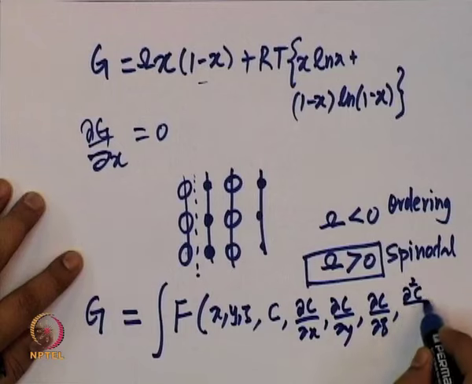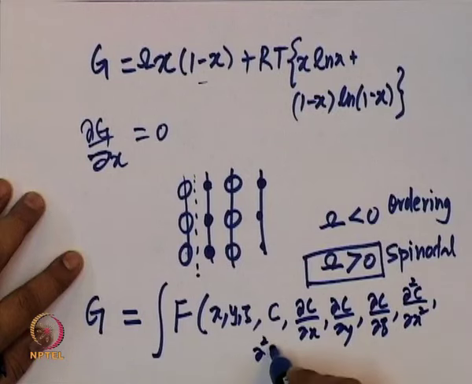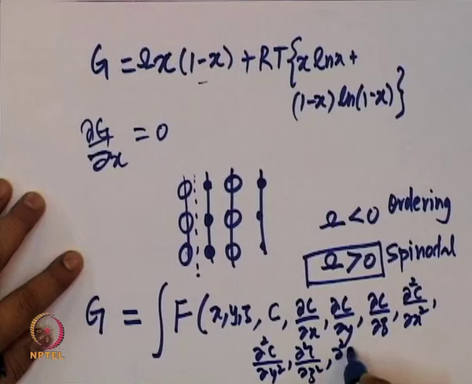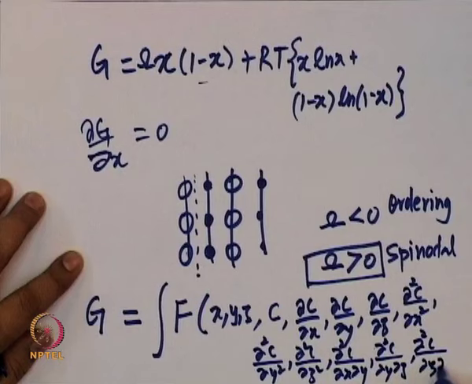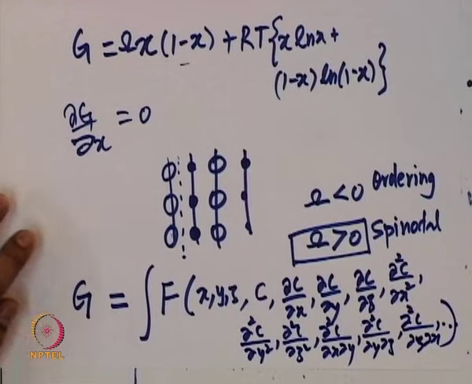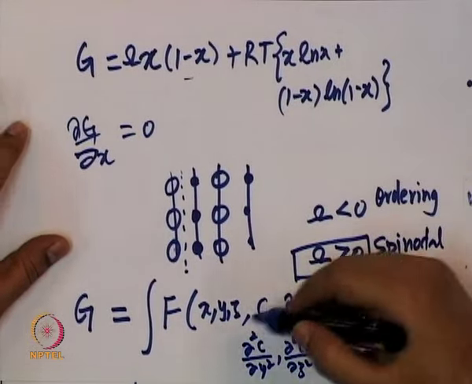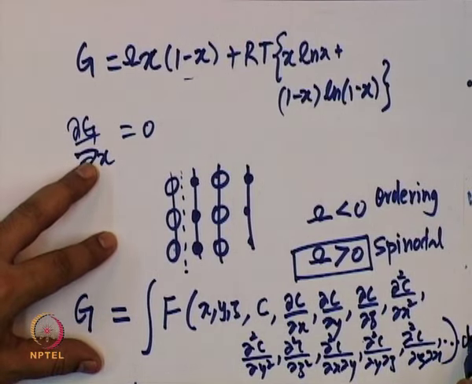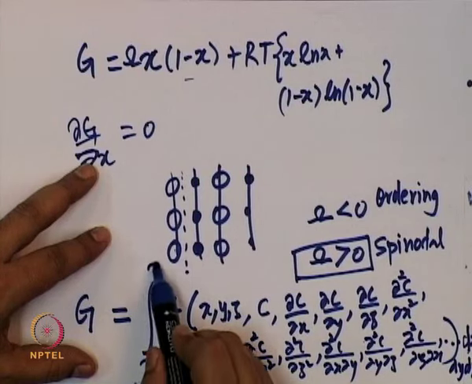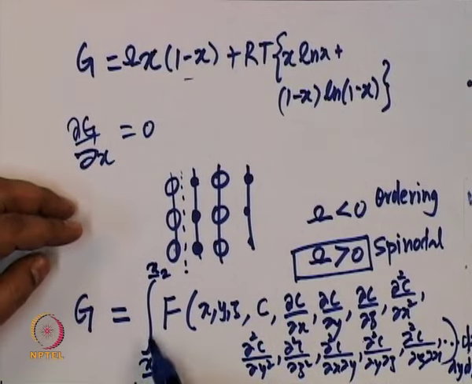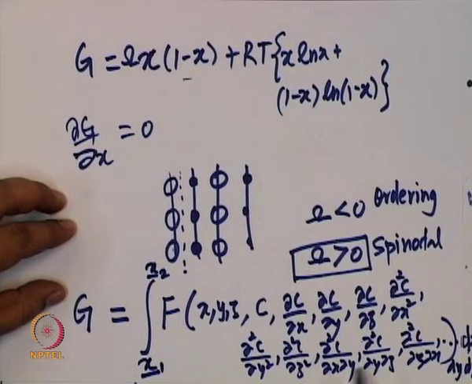So, you can have del squared c by del x squared, del squared c by del y squared, del squared c by del z squared, del squared c by del x del y, del squared c by del y del z, del squared c by del z del x, etc. Okay. Now, what we have is a functional, so integrated over dx, dy, dz, right. So, that is some x1 point to some x2 point.